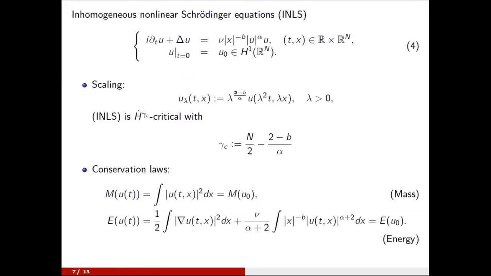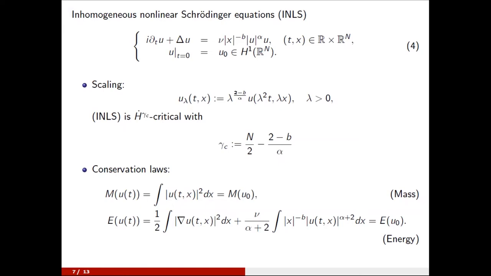So now this is my second part. This one is the inhomogeneous nonlinear Schrödinger equation in any dimension, here in R^n. Here we have the Laplacian, not the natural one, the usual one. The initial data is in H1, but the nonlinearity here is multiplied by this singular weight, okay?